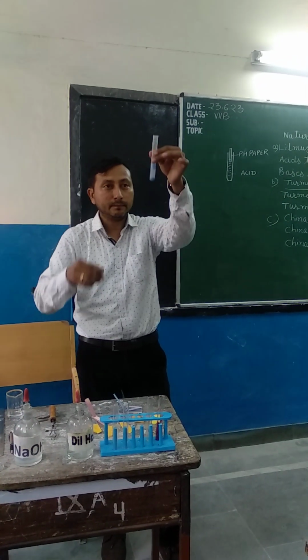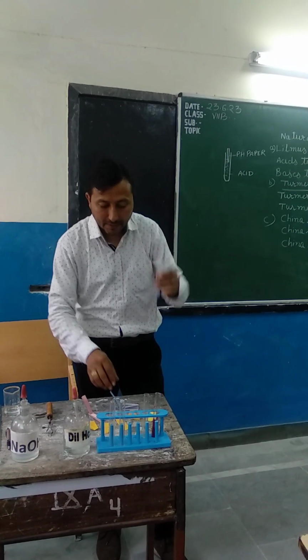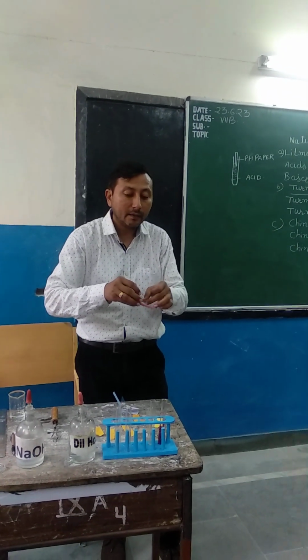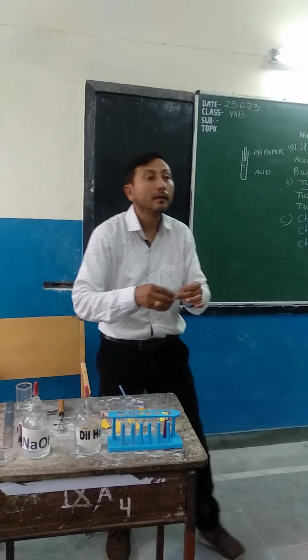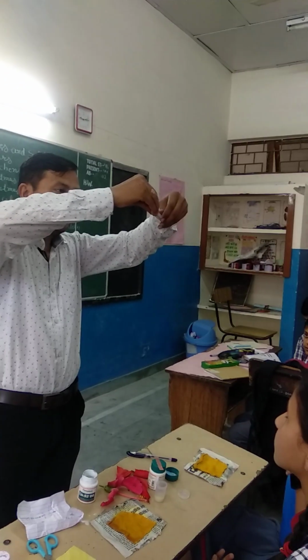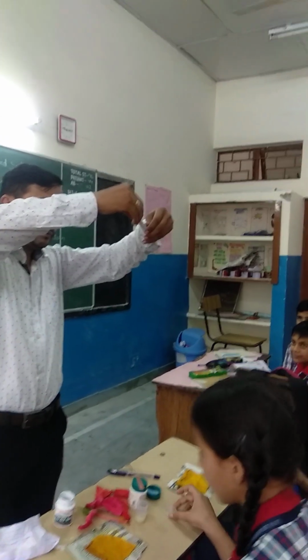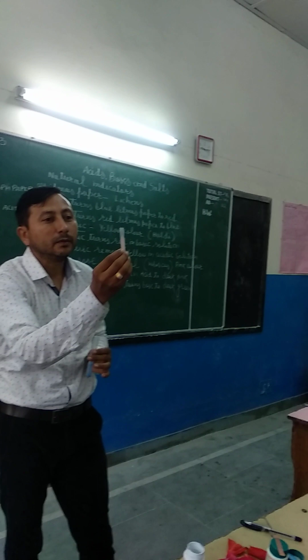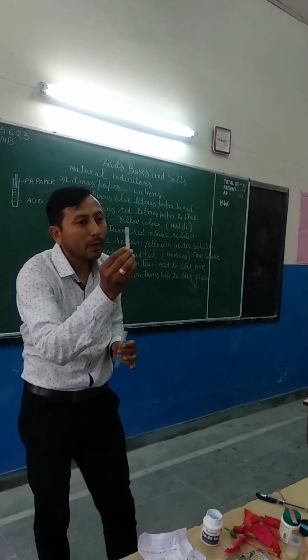This is a base. We will check. Bases are those substances which convert red litmus paper into which? Blue. We will check whether it is converting into blue or not. Just observe. You can see this is converting into blue, clearly blue. So red is converting into blue.